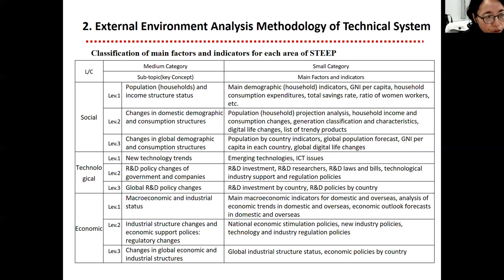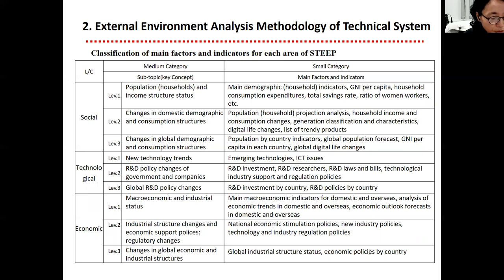In the medium classification, the context for each one of the STEP areas was subcategorized according to the analysis topic to define the key concepts corresponding to the analysis topic. Finally, existing factors and indicators were classified in detail in the small category, where we classified the factors in three levels of status, main trends, and global trends. Now, I will explain our method in detail, taking an example of the classification of social and technological areas.